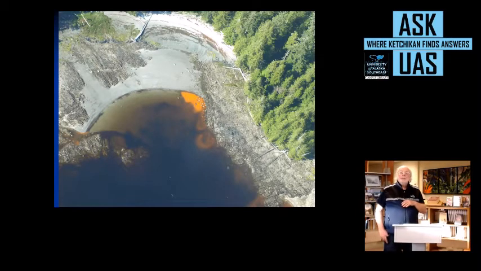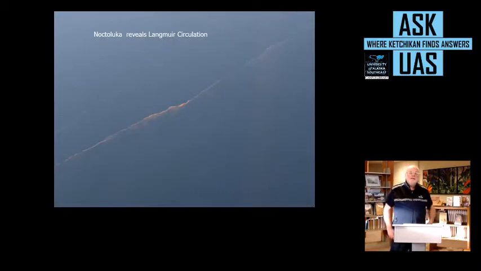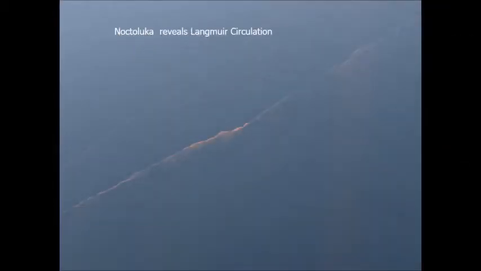Okay? Next slide. This is another thing that is really interesting. This is going across Clarence Strait. Everybody always associates these drift lines, where we see stuff floating like boards and seaweed and long lines, with two currents coming together. It's not always two currents coming together. This is a thing called Langmuir circulation.